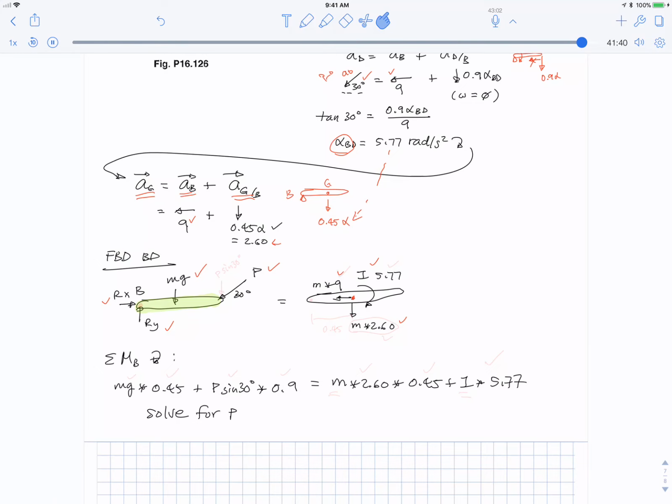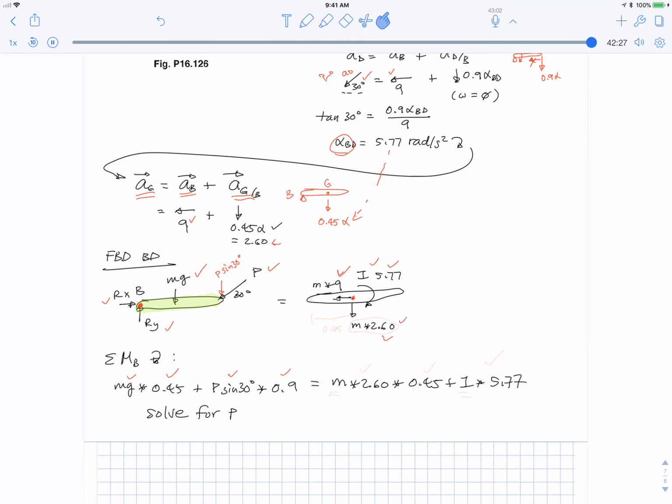So now we can write out the right-hand side. We know that the x acceleration is 9 to the left, the y acceleration is 2.6 down, and the alpha is 5.77. So we have the complete free body diagram. We want some kind of equation that will solve for P. The smart thing to do is to take moments about B, because it gets rid of those two reactions. I'm going to take clockwise as positive. So you have the weight, mg, times its moment arm from point B, which is 0.45. You have the vertical component of P, which is P sine 30 degrees, or P over 2. And its distance from B is 0.9, so there's the force times the distance.